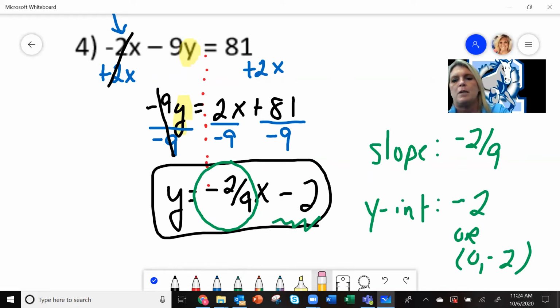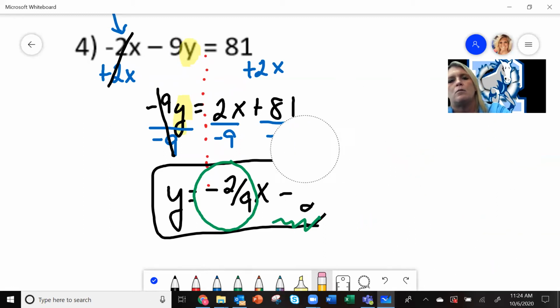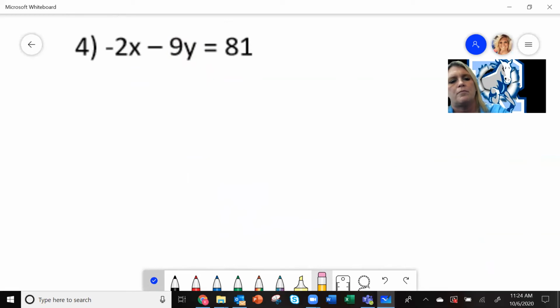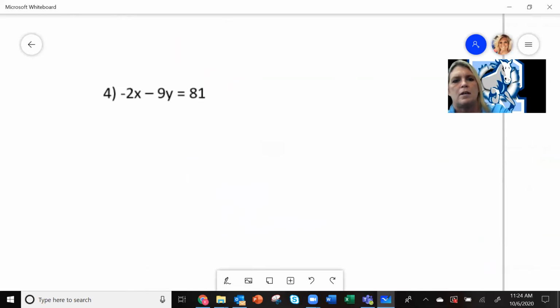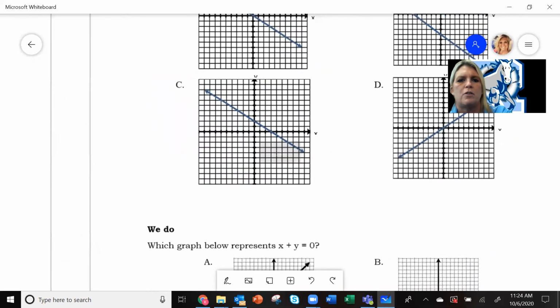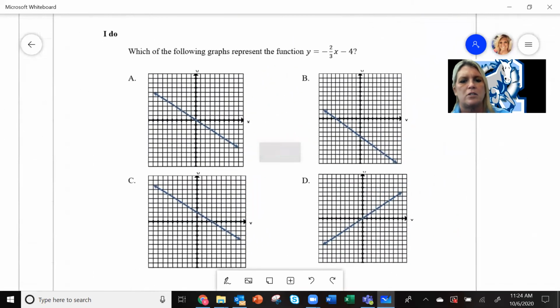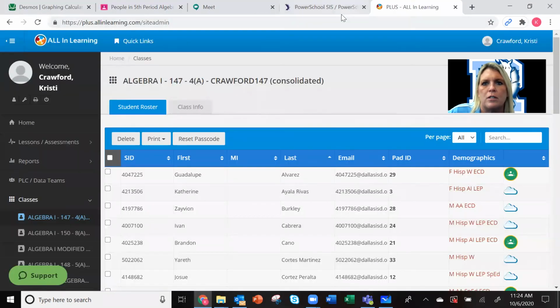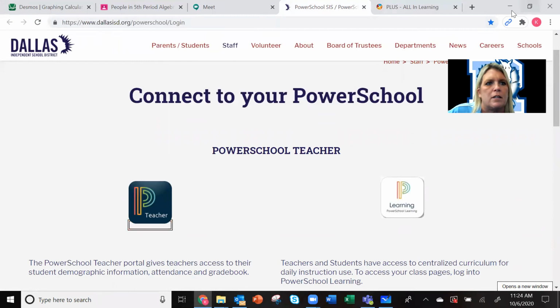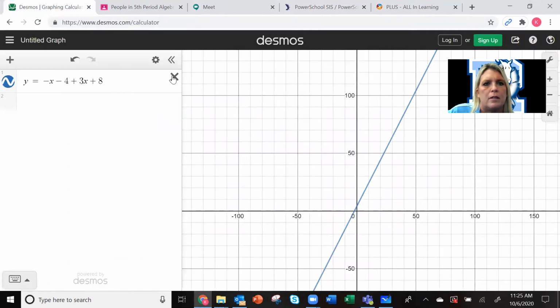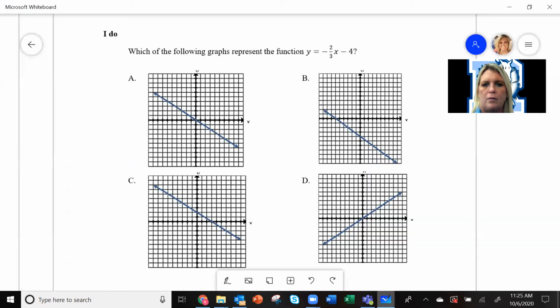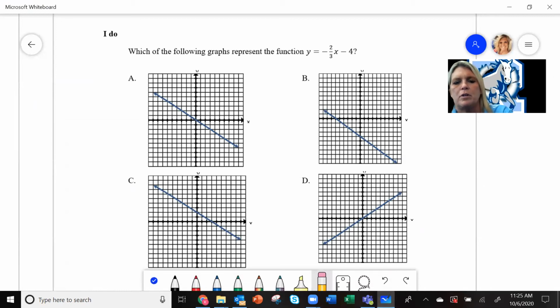All right, let me erase my board. And now we're going to have to be able to go through and take an equation and match it with a graph. Well, with our Desmos, this is going to be pretty darn simple to do. So one of the first things you need to do is go to desmos.com, which let's see here if I can find it. There we go. Desmos right here for your calculator.